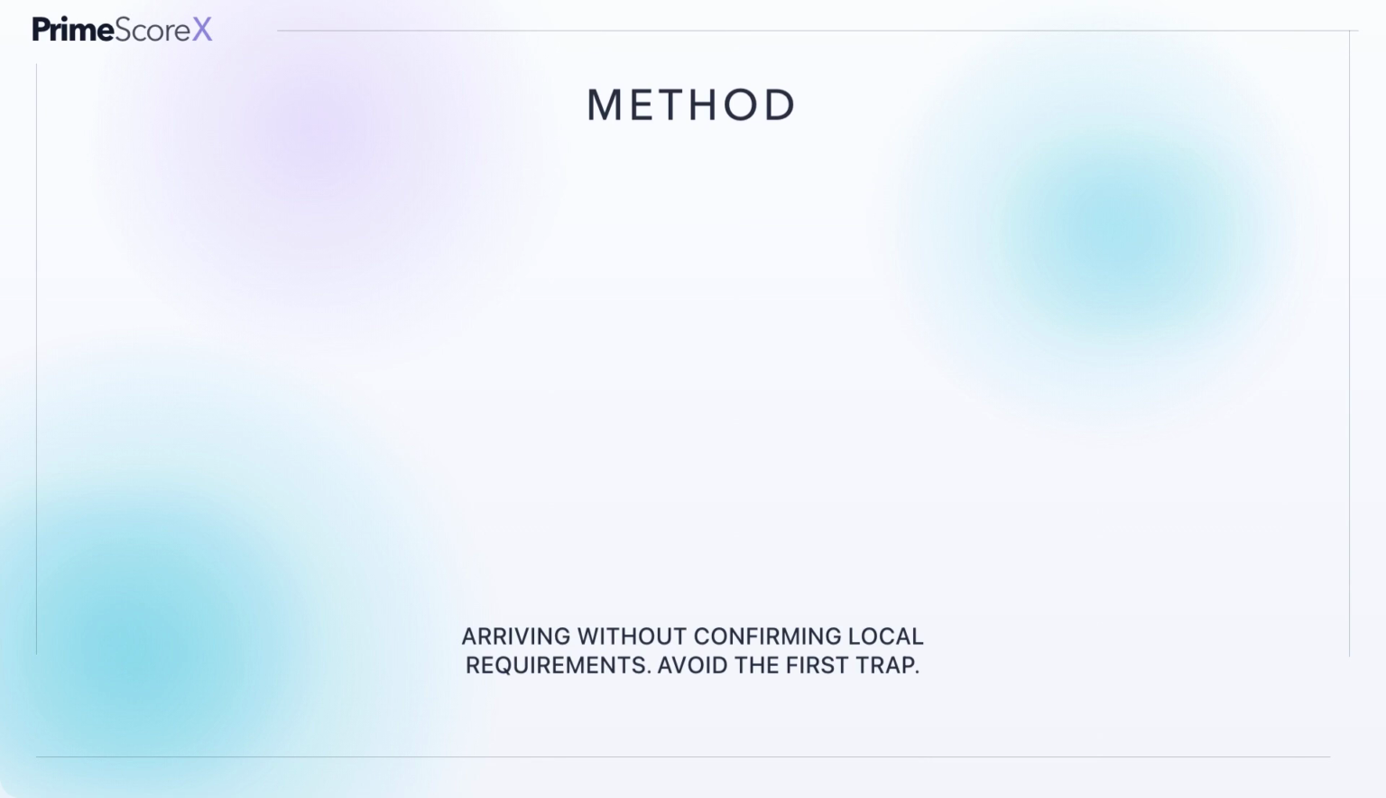The first trap is arriving without confirming local requirements. This usually happens when a student moves too quickly, trusts a familiar-looking answer, or skips the instruction line. The fix is to pause long enough to identify the exact task before committing to the response.